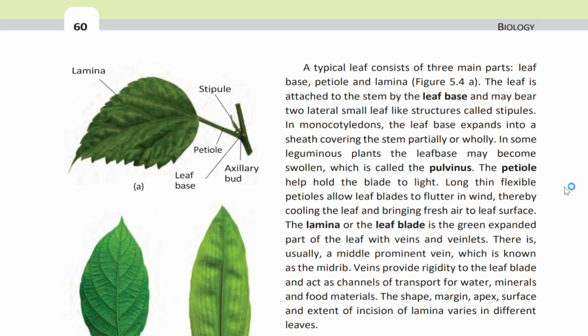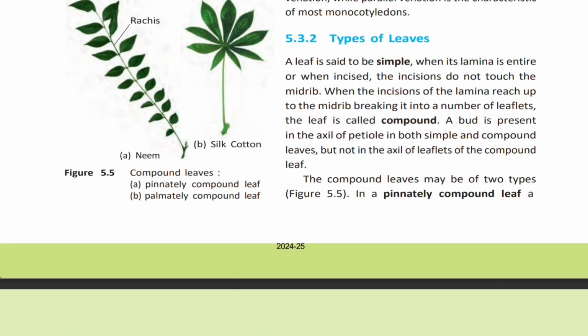Veins provide rigidity to the leaf blade and act as channels of transport for water, mineral and food materials. The shape, margin, apex, surface and extent of incision of lamina varies in different leaves. 5.3.2 Types of leaves. A leaf is said to be simple when its lamina is entire or when incised. The incisions do not touch the midrib.